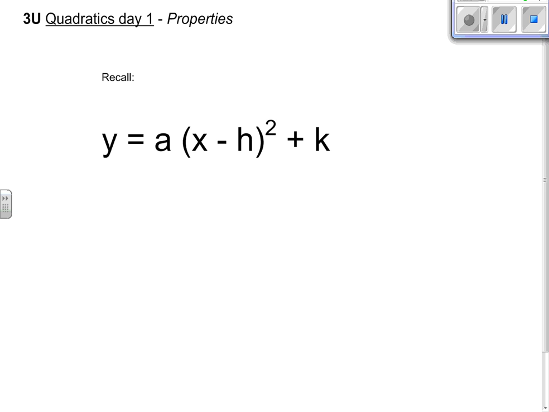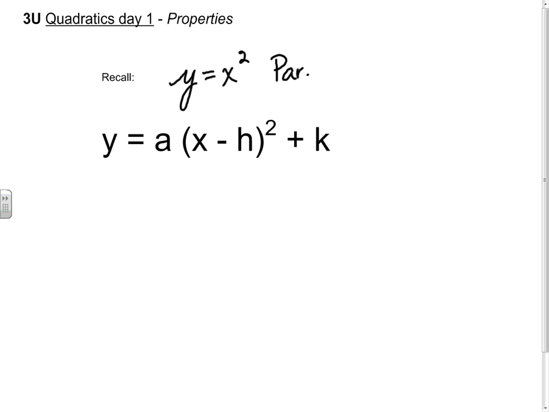In our Unit 1, we talked briefly about parabolas, that the parent function for a quadratic is y equals x squared, and it will graph as a curved parabola. When we do compressions and expansions and many transformations, it would take on the form y equals a(x minus h) squared plus k, which we're also familiar with. A is a vertical change.